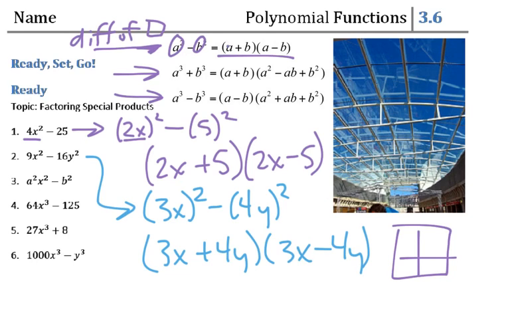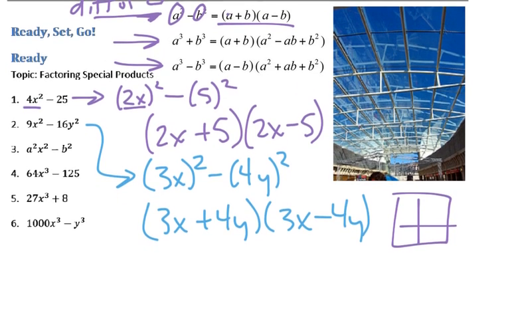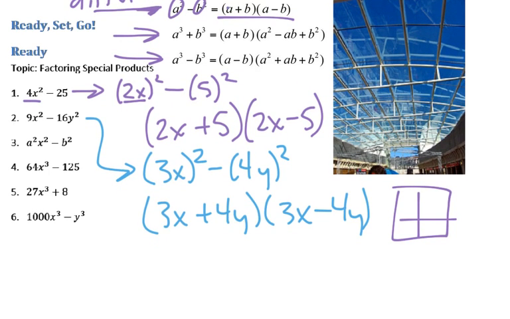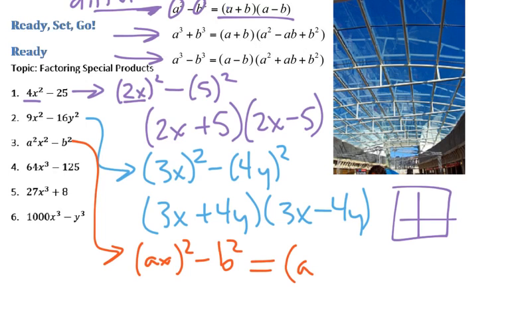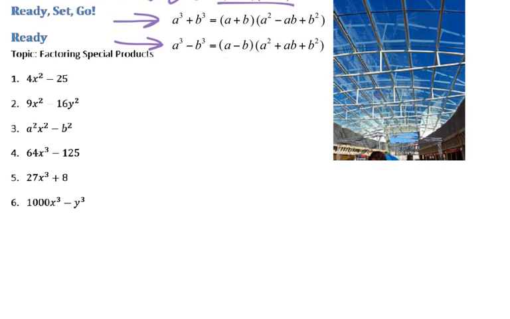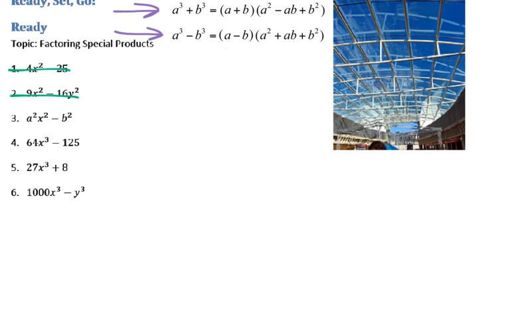Really, the toughest part about this is just remembering it and recognizing those differences of squares. So if we look at 3, we've got ax squared minus b squared. So it would be ax plus b times ax minus b. Just a quick, easy way that you can factor. So we did those 3.